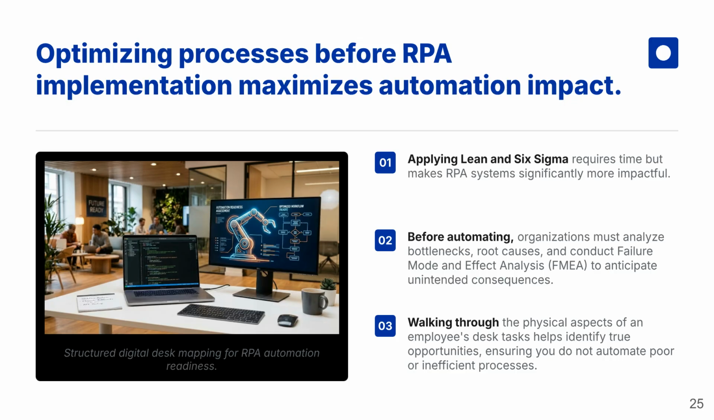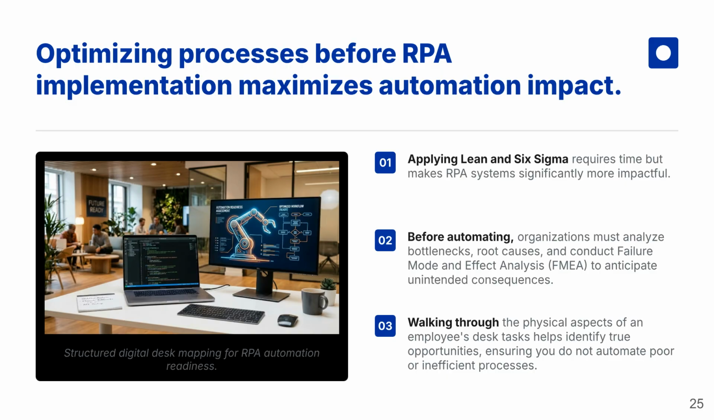Consider an accounts payable department processing invoices. If the organization first removes duplicate approvals, standardizes invoice formats, and identifies possible failure points using FMEA, the RPA solution becomes much simpler, faster, and more reliable. The software robot spends its time performing value-adding work instead of repeating inefficient manual practices.